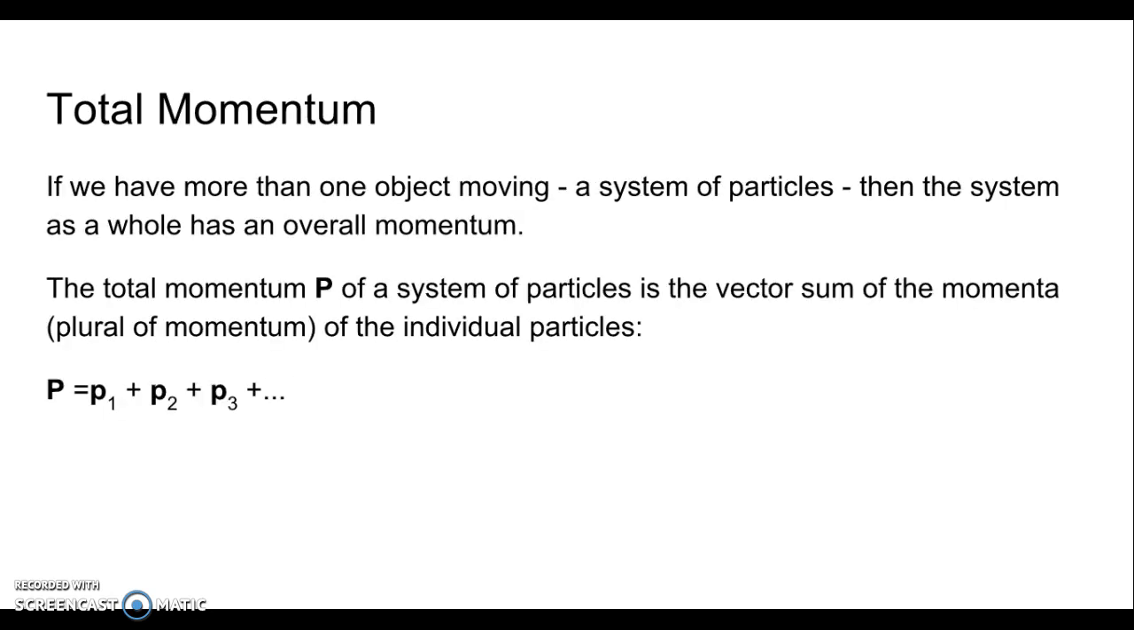We can also have more than one momentum going on in a system, right? So if we define our system to be a couple billiard balls or whatever situation we have going on, it can be more than one object. And the total momentum of that system is just going to be the momentum of each object in the system added together. And this is the vector sum of these quantities.